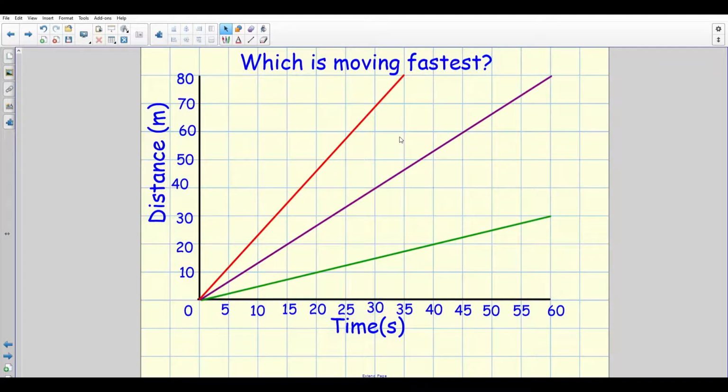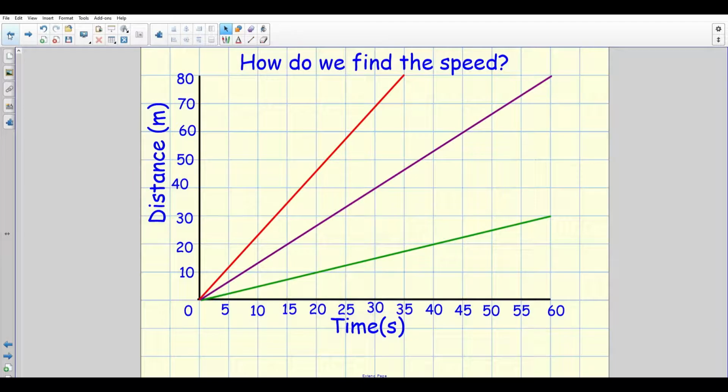Right. So if we have a look at this now, and have a look at which one of these is moving fastest. So we've kind of already spoken about this. The steeper the line is, the faster it's moving. If you think about what's happening, this one's covering more in the same amount of time, 10 seconds. The red line has covered more distance than the purple line. Okay, in 10 seconds covered less distance, and the green line again covered much less distance.